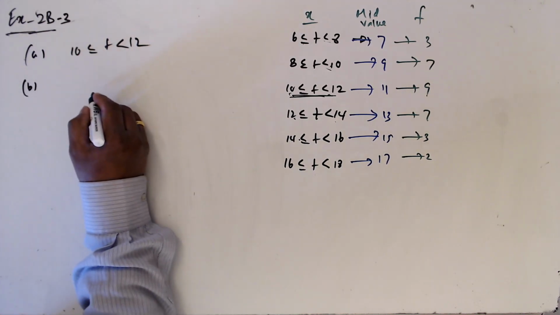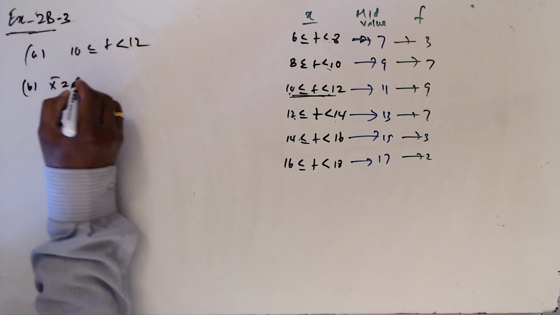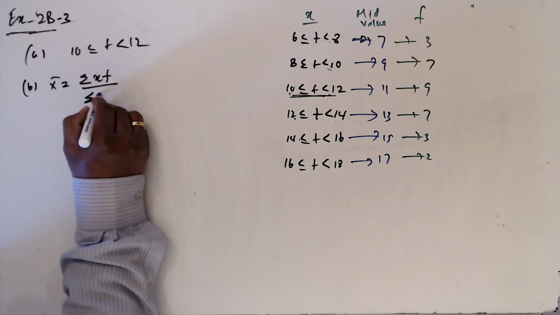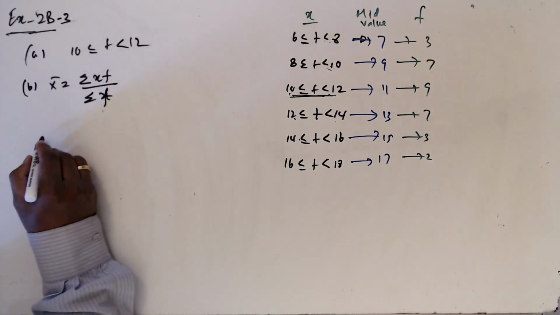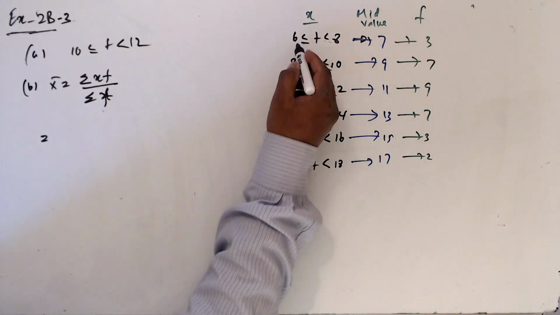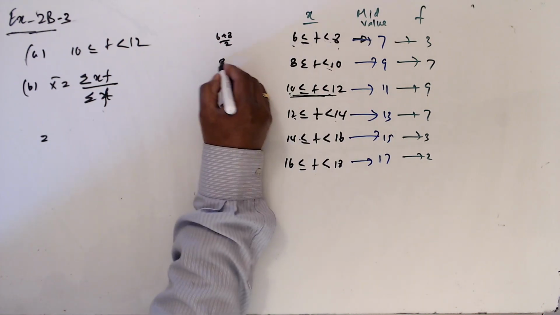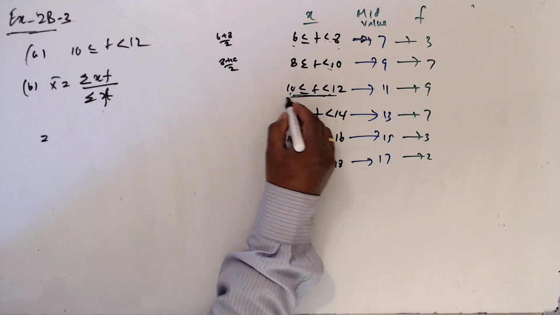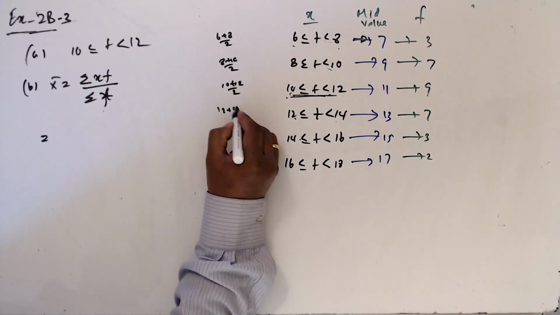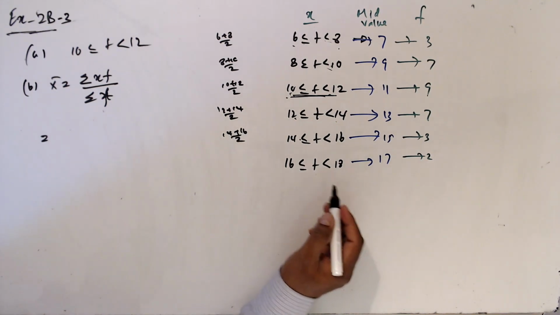Then B, we need to find the mean temperature. So x bar is the summation xf over summation f. Now I found the middle values. I jot down 6 plus 8 divided by 2, 8 plus 10 divided by 2, 10 plus 12 divided by 2, 12 plus 14 divided by 2, 14 plus 16 divided by 2.